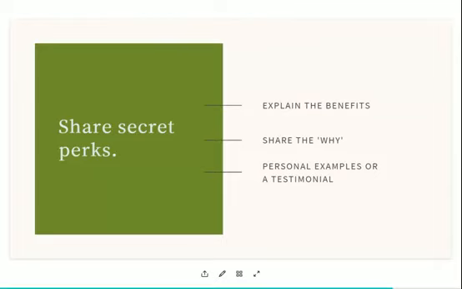And you always want to share some personal example or a genuine, real testimonial video or photo of the actual client or patient with their testimonial. So that's email number 4.